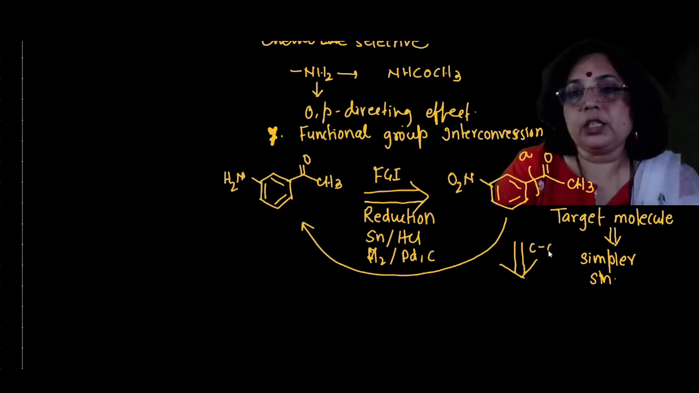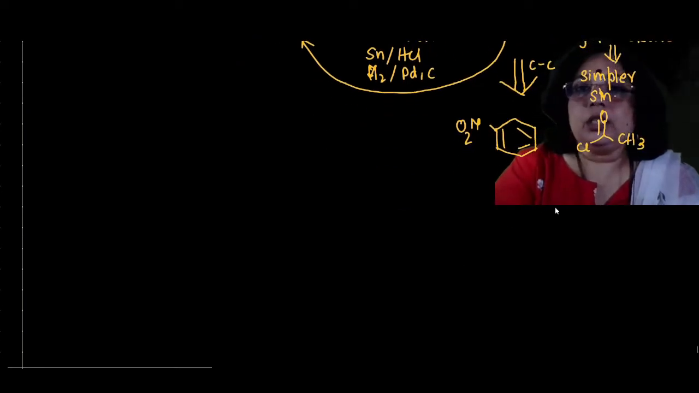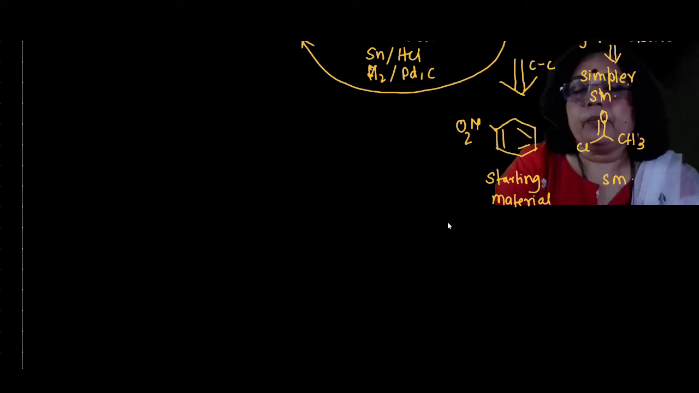So here it is a C-C disconnection, and what are the synthons obtained? So this is a nitrobenzene. I am just writing the synthetic equivalents. Another synthetic equivalent will be a Cl. All right. Now these two are the starting materials. These two are the starting materials. This is also a starting material.